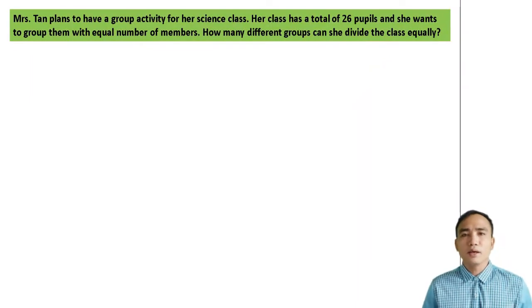For example, Mrs. Tan plans to have a group activity for her science class. Her class has a total of 26 pupils and she wants to group them with an equal number of members. How many different groups can she divide the class equally?